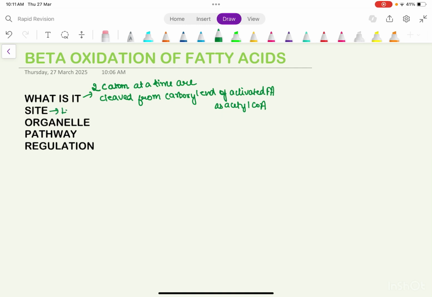So the site is liver, adipose tissue, muscle. The organelle, most commonly, is mitochondria, in which beta oxidation of fatty acids occurs. Let's talk about the pathway.